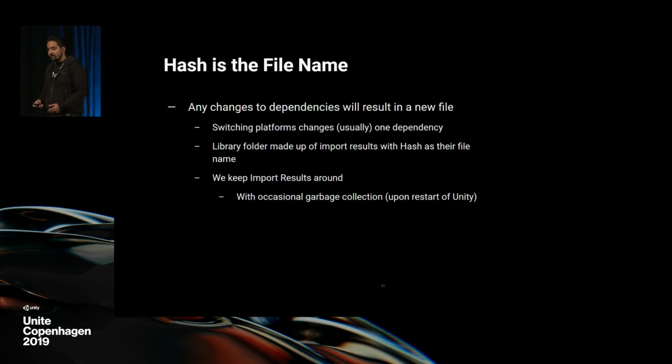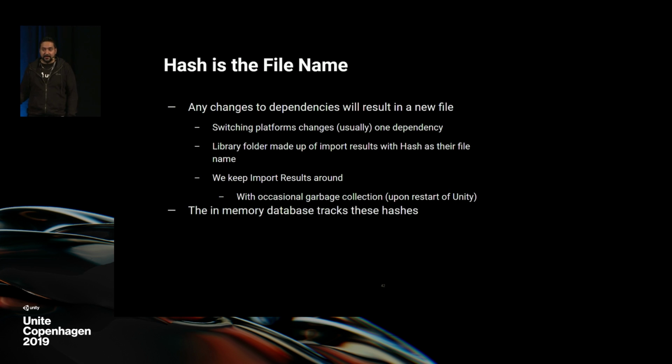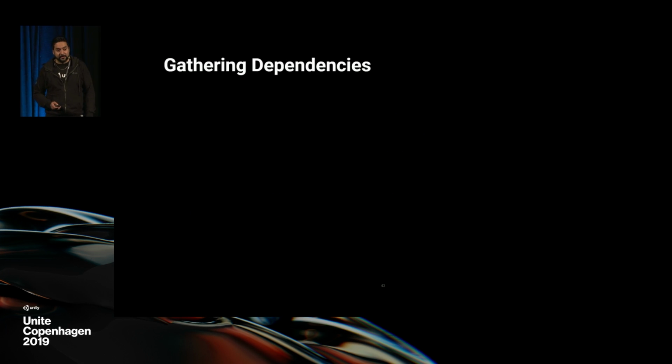By garbage collection, I don't mean the C# garbage collection. It's more that we look at the assets that are not used and get rid of them, so your library folder doesn't infinitely keep growing as you make changes to your project. And the in-memory database will track these hashes. So now let's have a look at how we get here.